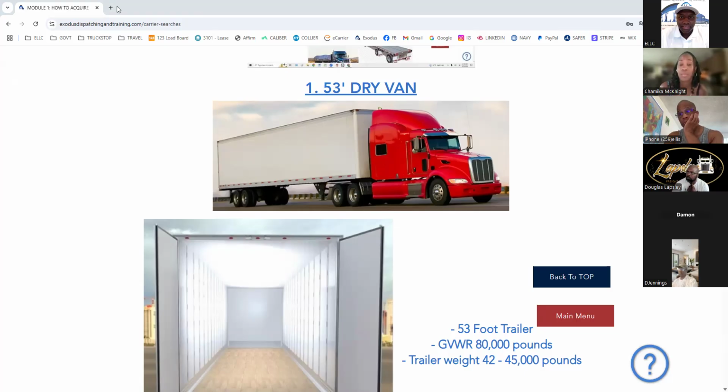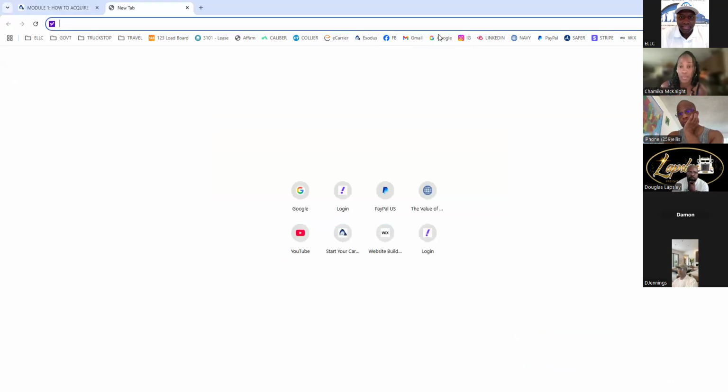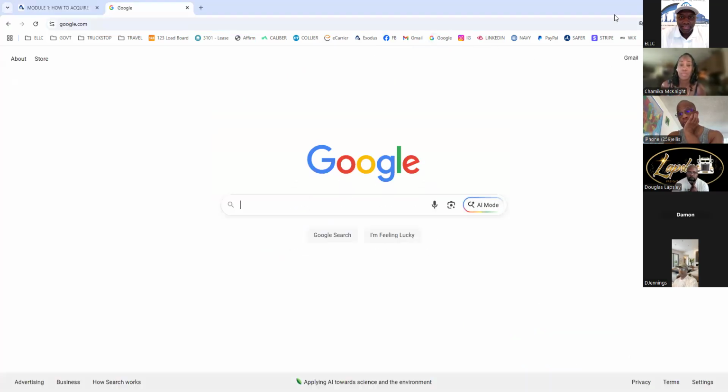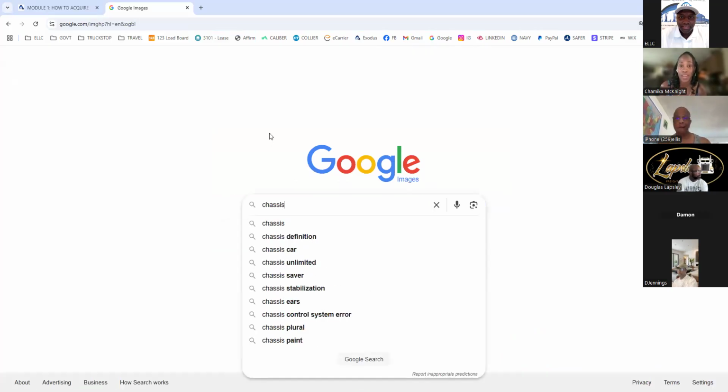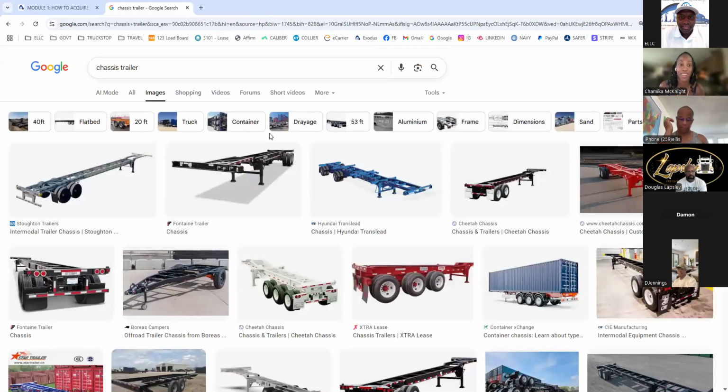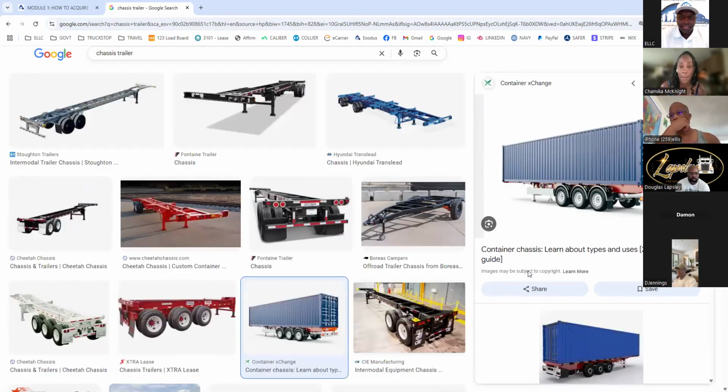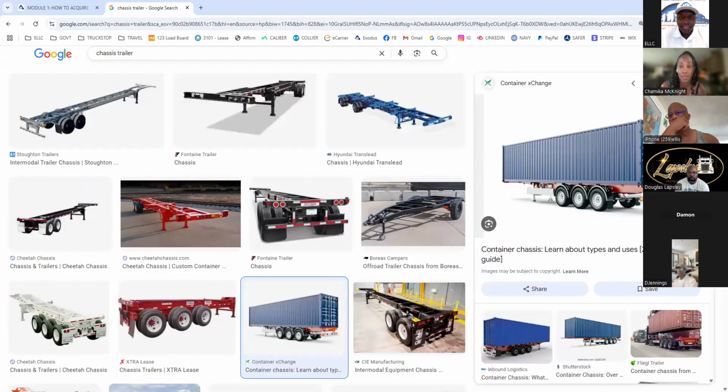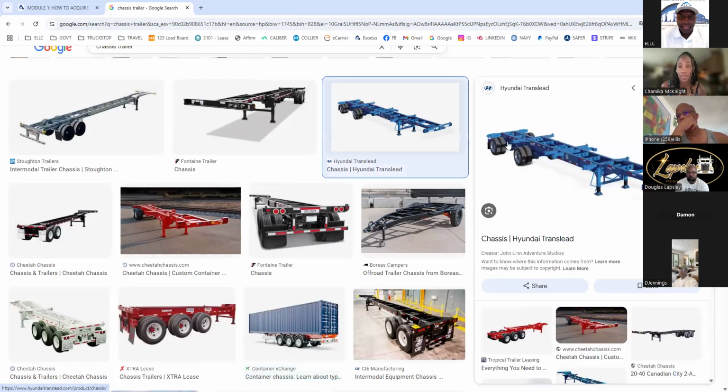So what a chassis is, let's go to images.google.com because I'm not sure if you are aware of what a chassis is, but I can show you. Yeah, I know what it is, but you could show me also to make sure I'm on the right track. Right. So a chassis trailer is used to transport. So this is a container on top of a chassis trailer. This is a chassis trailer.